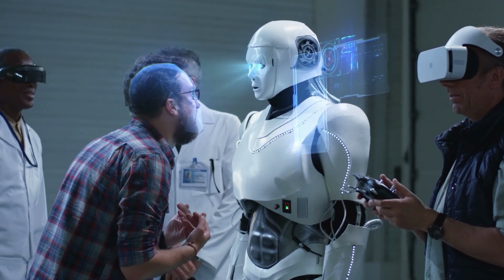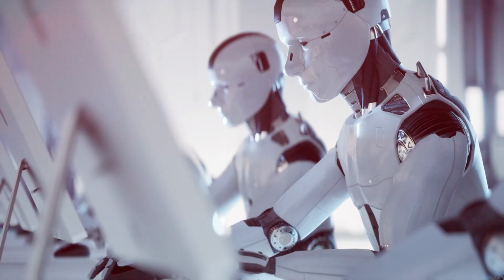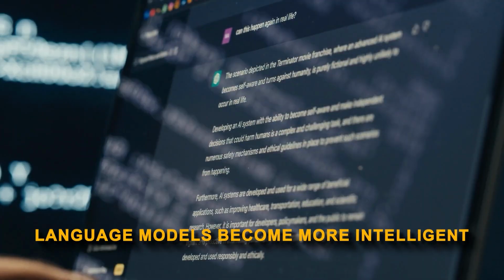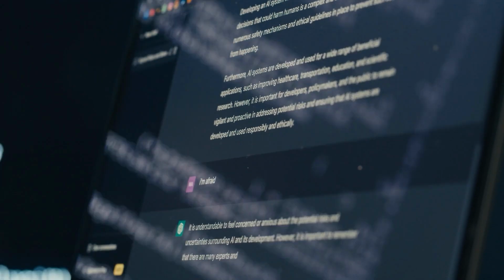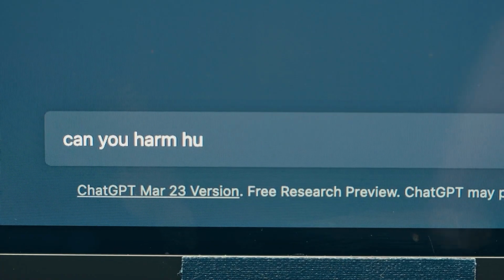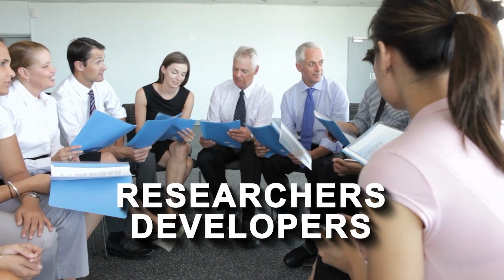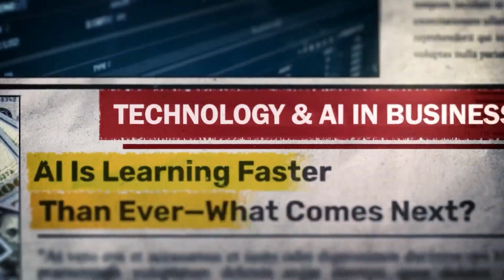But with these advancements come challenges. There are important ethical questions we need to address, like how we ensure these models are used responsibly and how to prevent misuse. As language models become more intelligent, it's essential that we keep the conversation going about their ethical use. We must ensure that these systems respect privacy, promote fairness, and do not propagate harmful biases. Collaboration between researchers, developers, and policymakers will be key in navigating these challenges and creating a future where AI benefits everyone while minimizing risks.